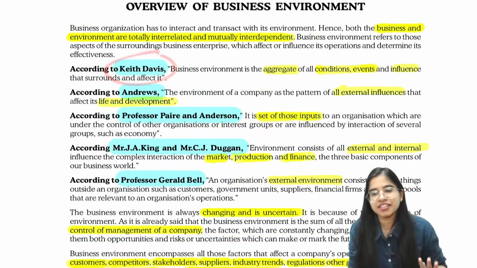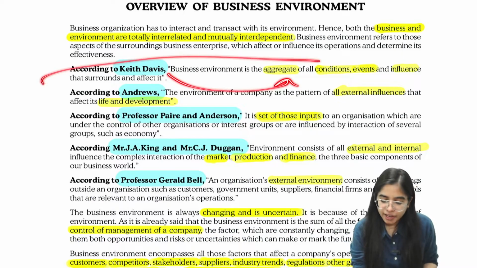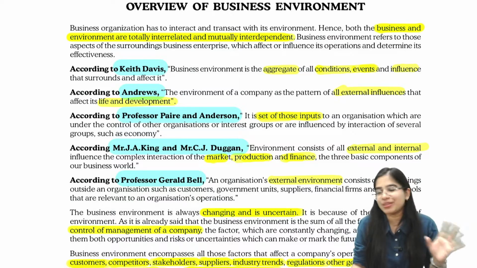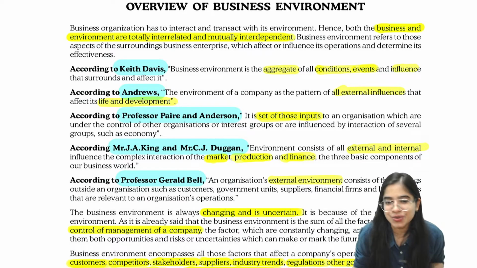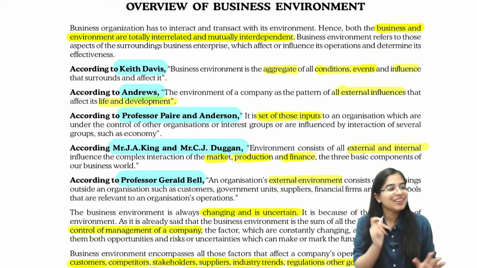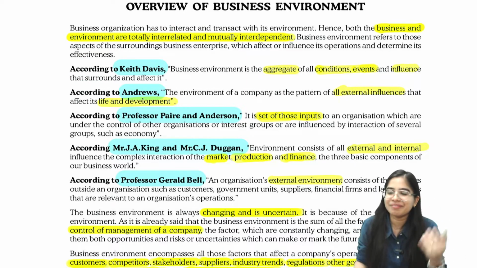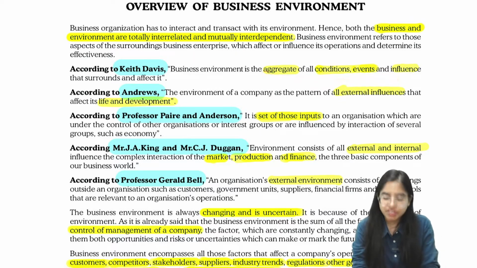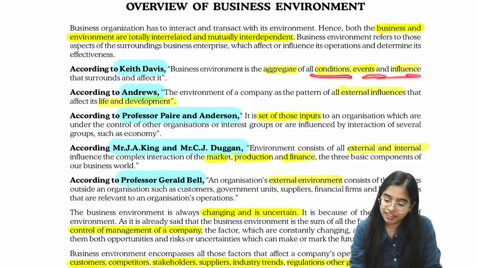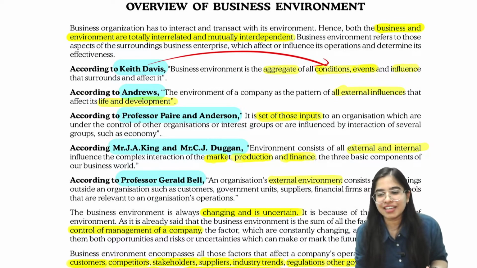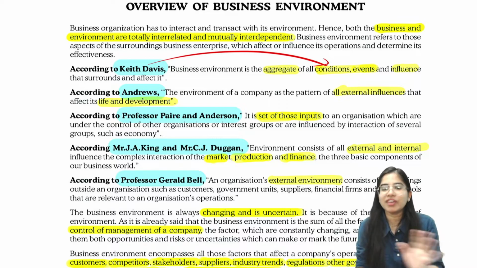And one remaining definition, the simplest definition, is given by Keith Davis. I could not make any memory technique for Keith Davis. If you can, you can make any memory technique. If Uday can make one, you can ask Uday. No memory technique? Okay, fine, don't ask Uday. You can make your own memory technique, or memorize it on your own. Very easy definition. Davis, devil, condition, event, influence. Devil put conditions. Okay, so any illogical memory technique by which you can remember who gave which definition.